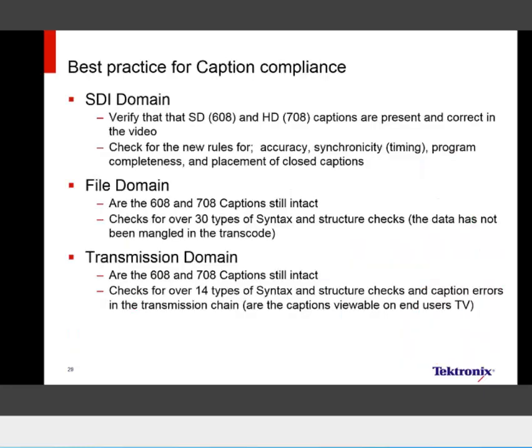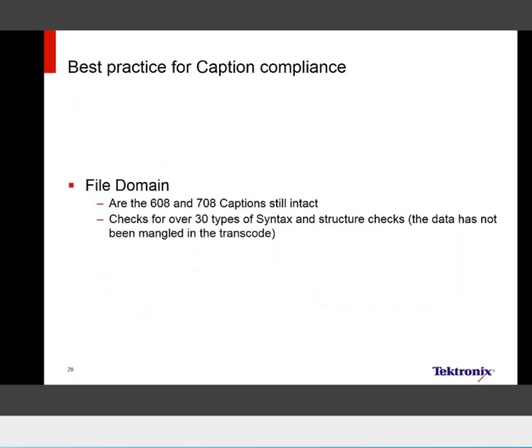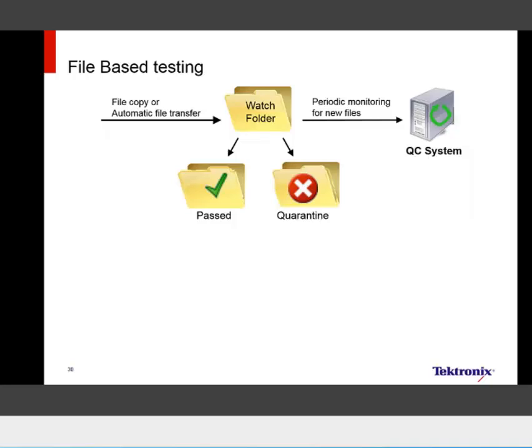So if we move from the SDI domain to the file domain here, when we transcode the material, ingest the material, get it ready to be placed on our air chain server, we still need to make sure that the 608 and the 708 captions are still intact. We can check for over 30 different types of syntactical and structure issues, so that we can make sure they have not been mangled in the transcode and the data is still in place and intact.